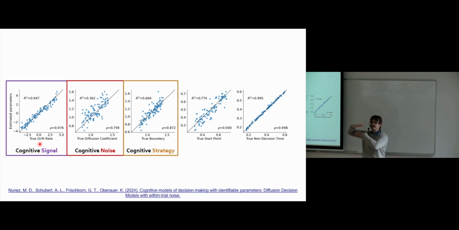You could push that boundary down and be faster and less accurate. You could push it up and be accurate and slower. These three parameters are classically unidentified. If you double all three of the parameters, then you get the exact same prediction of choice RTs. So that means that we can't identify them if we try to estimate all three.